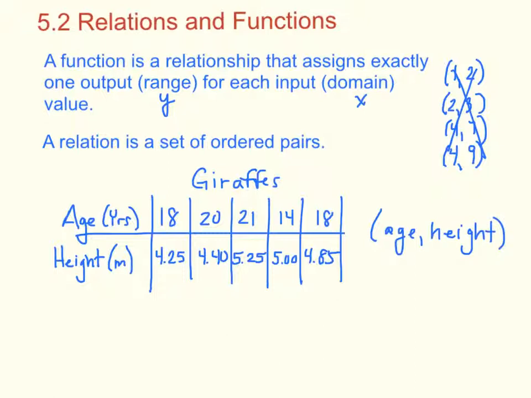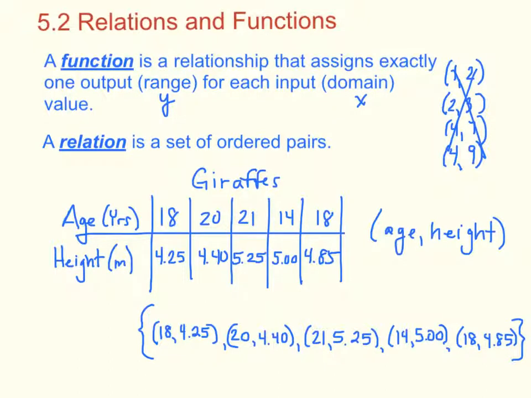Now, you can list these ordered pairs in a relation. So if we're using a relation, we're going to use braces. The braces kind of look like this. So in that brace, we're going to list the ordered pairs. In this case, 18 and 4 1/4 meters. And then 20, 4.40, and we keep going. And therefore, we have a relation with those 5 ordered pairs.